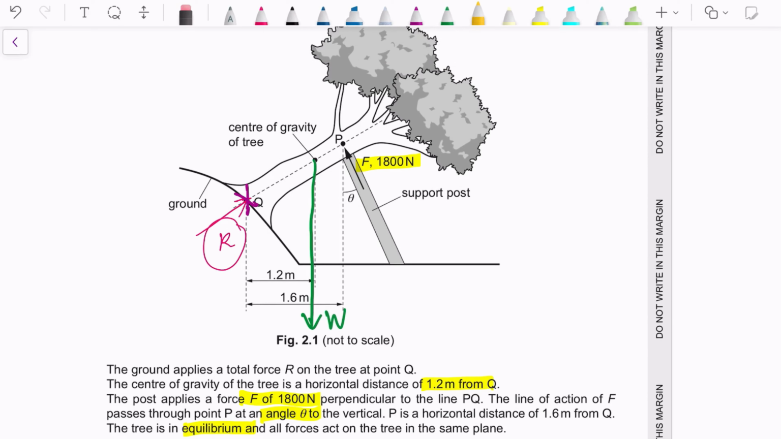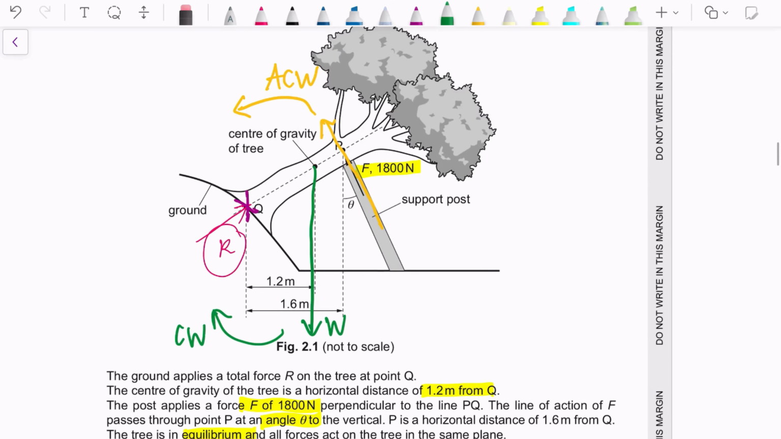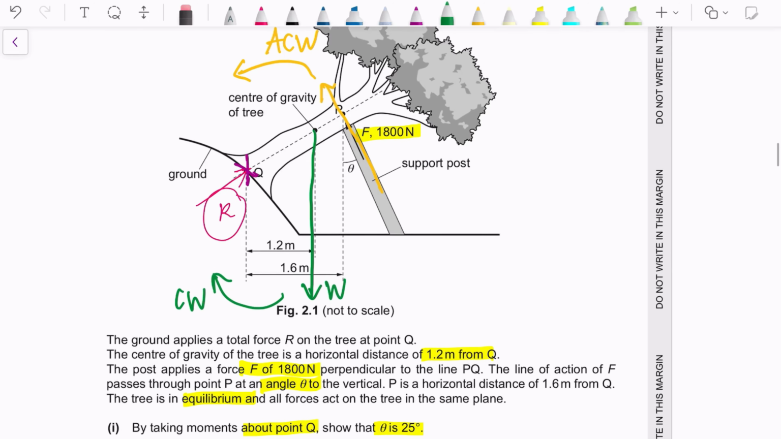Since they already said the tree is in equilibrium, therefore the sum of moment clockwise is equal to the sum of moment anti-clockwise. So this force of 1800 Newton is going to move anti-clockwise, while the weight is going to move clockwise. So you have the forces. Now the most important part is the distance. You need to take the perpendicular distance.